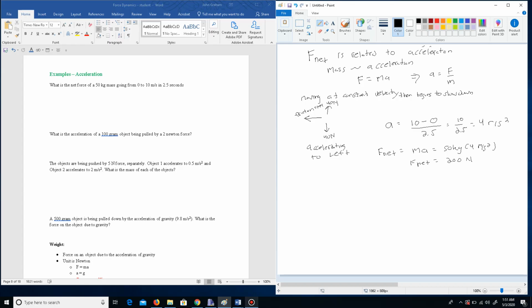What is the acceleration of a 100-gram object being pulled by a 2 newton force? So we're given the 2 newtons. We have net force is m times a. Net force is 2 newtons. Mass is 100 grams, so I'm going to switch that to kilograms, 0.1 kilograms, and solve for a. So a is 2 over 0.1.